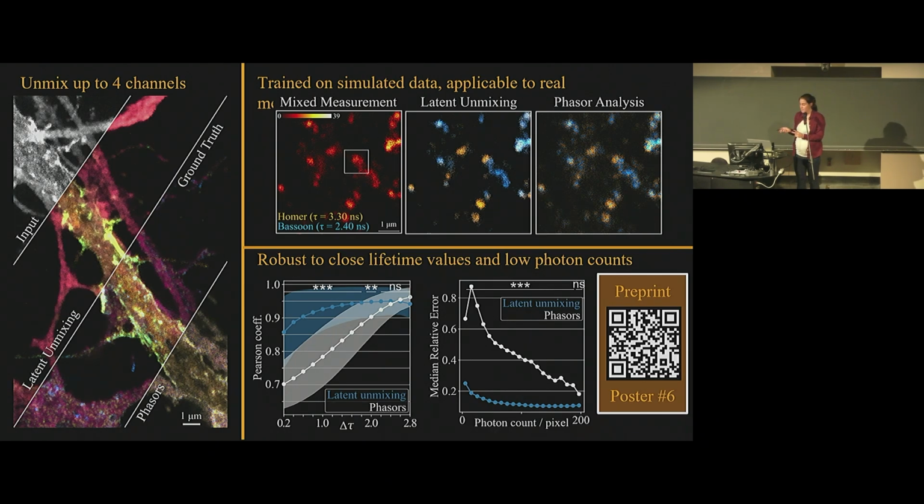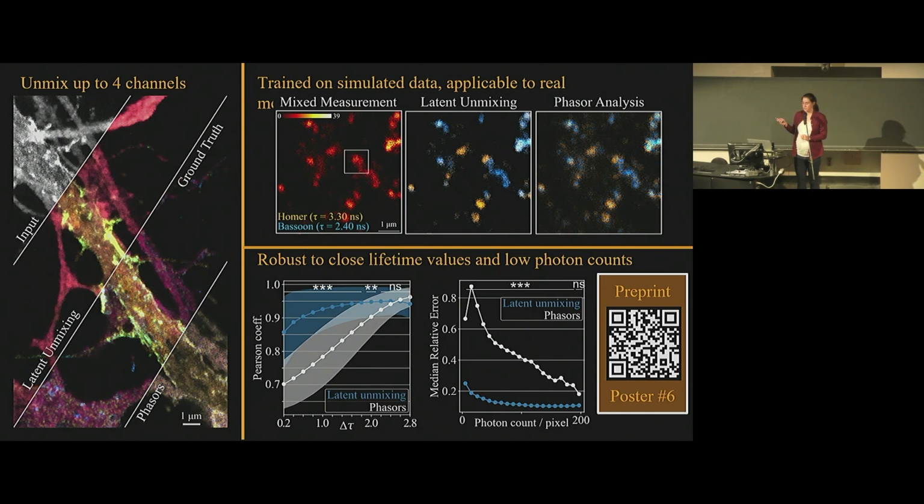The second key result is that we can train on simulated data and still apply it to real FLIM measurements. So this really lowers the hurdle of having to acquire super big data sets, super complex data, to be able to train deep models.